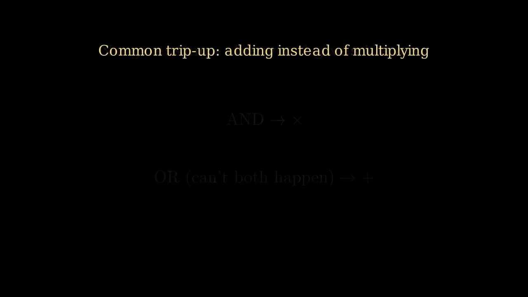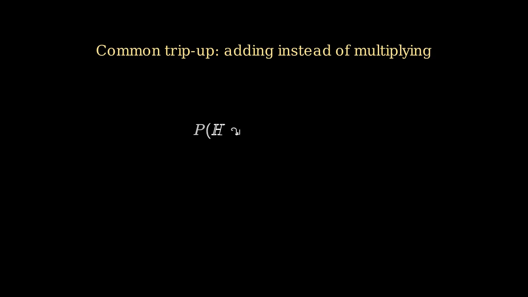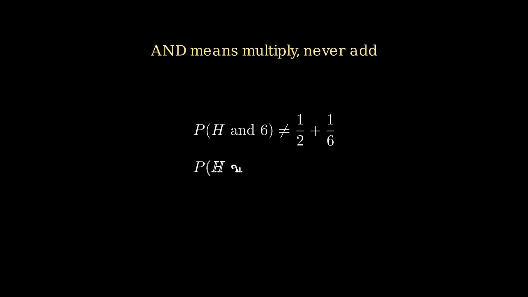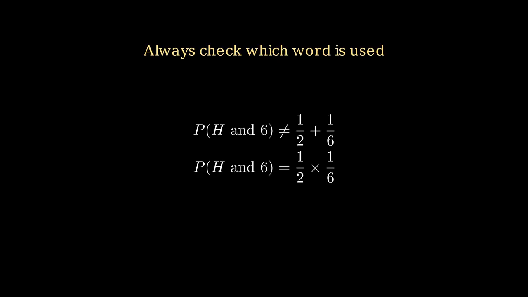Now here's a common trip up. Learners very often add the probabilities in an "and" situation instead of multiplying, especially when both fractions look small and seem like they should be combined by adding. Remember, "and" is multiply, not add. Mixing this up is a sign error in disguise, so always double check which word is in the question.